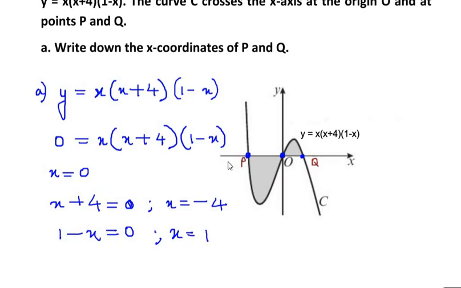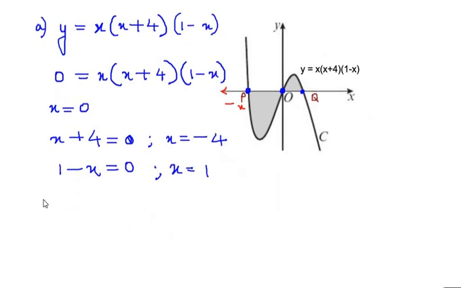Now we have to compare these with the image which is given here. As we can see, P is towards the negative x-axis, that is, to the left of the origin. That's why we can assume that x equals -4 belongs to the coordinate P. Hence we can write the coordinates of P as (-4, 0), because it is on the x-axis, so the y coordinate is 0.